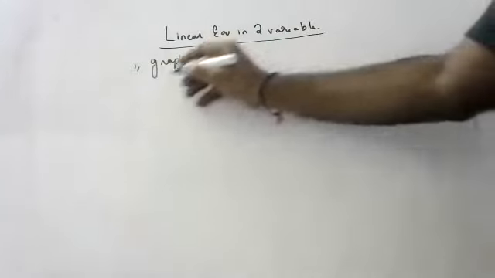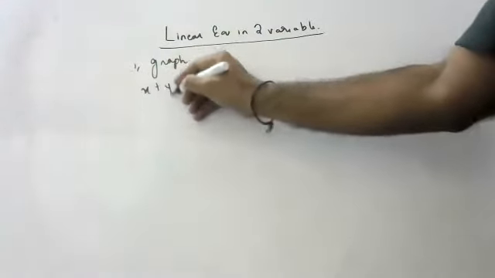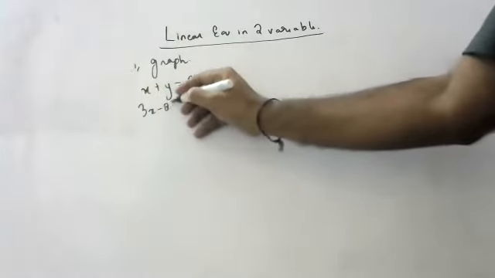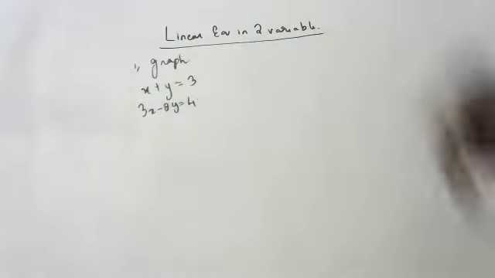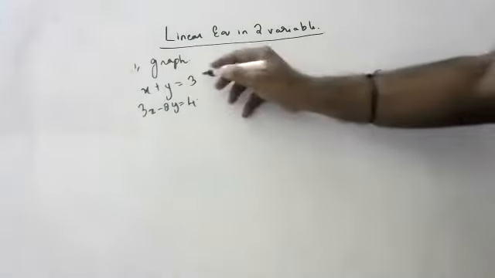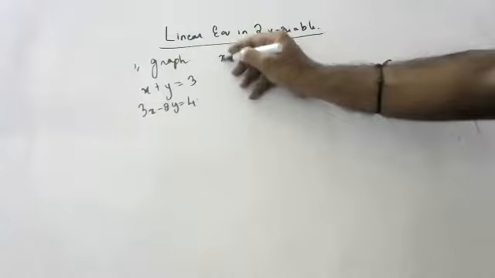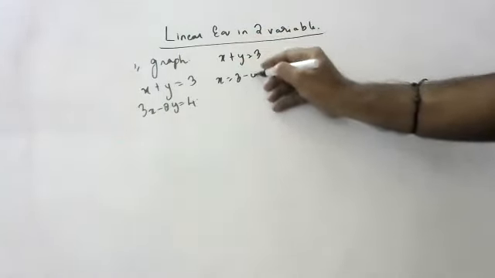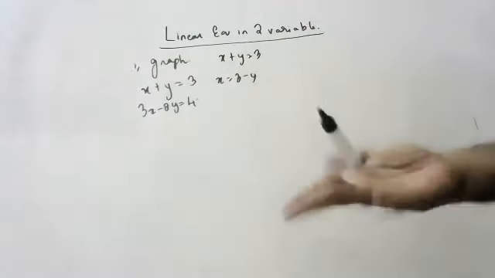One question I will say, children: suppose x plus y is equal to 3 and 3x minus 2y is equal to 4. Children, minimum three coordinates you have to find out, minimum three coordinates to draw a line. Two is enough, but three is better. So x plus y is equal to 3 means x is equal to 3 minus y or y is equal to 3 minus x. Anything is okay, no problem.